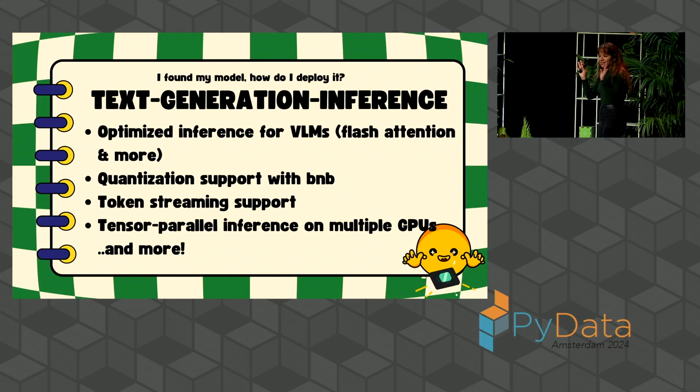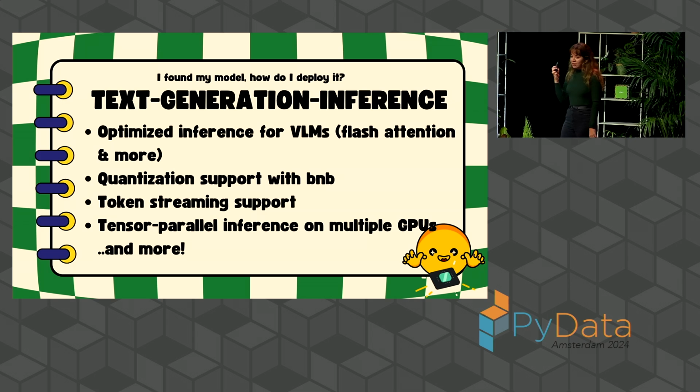If you have found your model and you want to deploy it directly, you can use Text Generation Inference. It's a toolbox developed by Hugging Face. It is completely open source. It provides optimized inference for vision language models, and also large language models as well, but this talk is themed on vision language models, so just so you know. It provides quantization support as well. You can do token streaming. And you can also do optimized inference techniques like tensor parallelism if you have multiple GPUs, for instance.